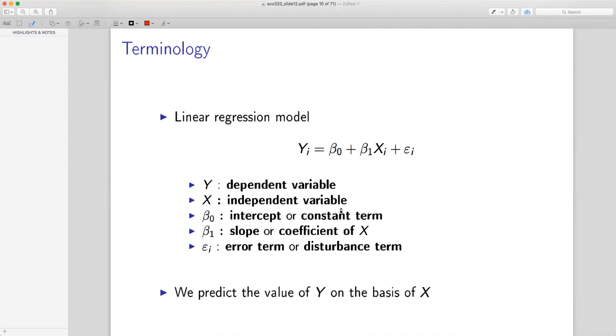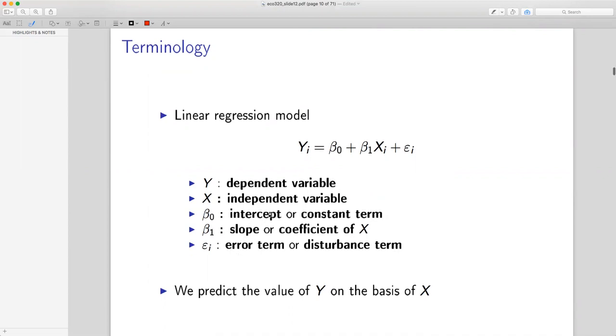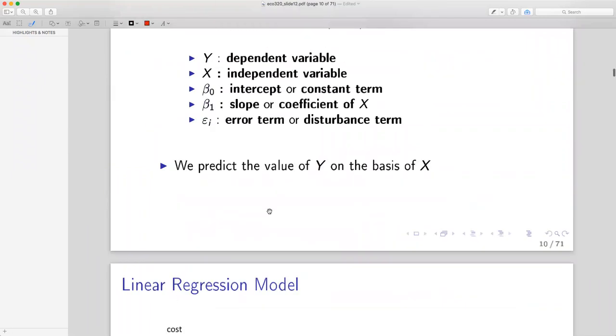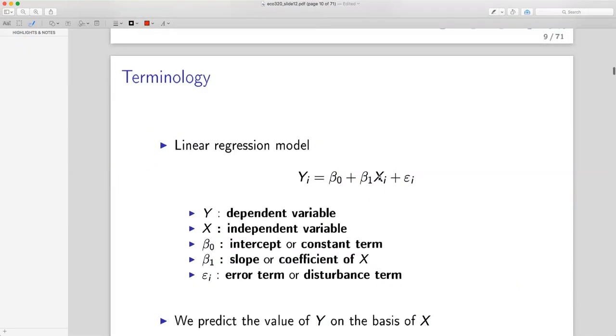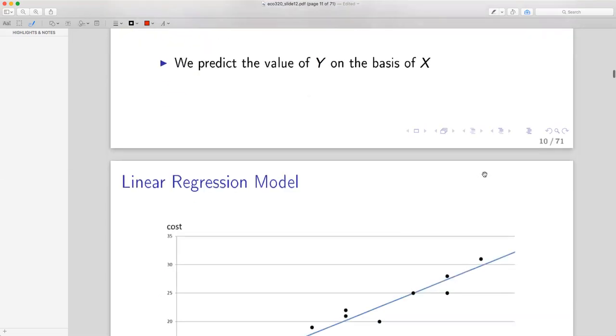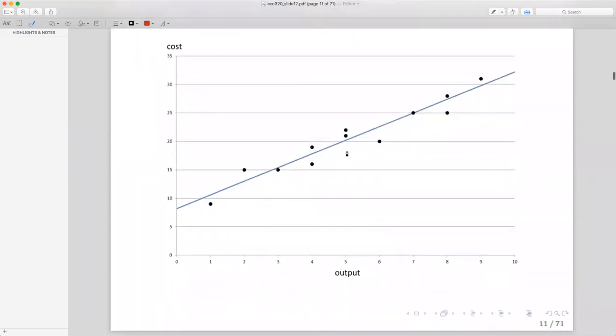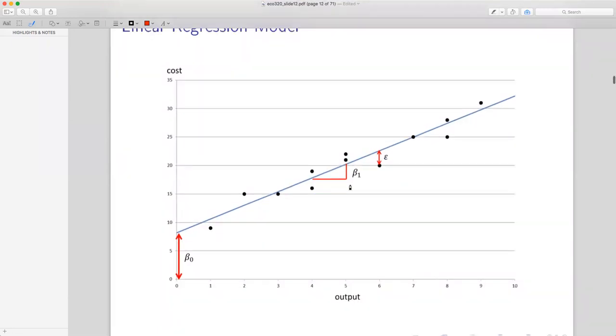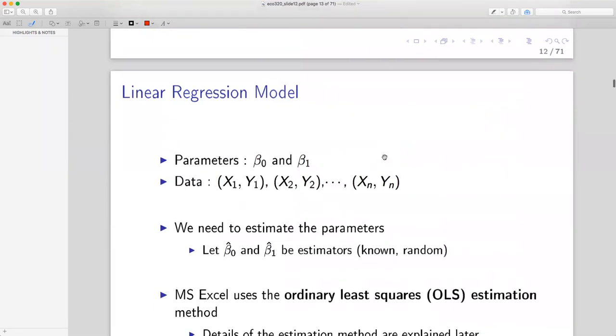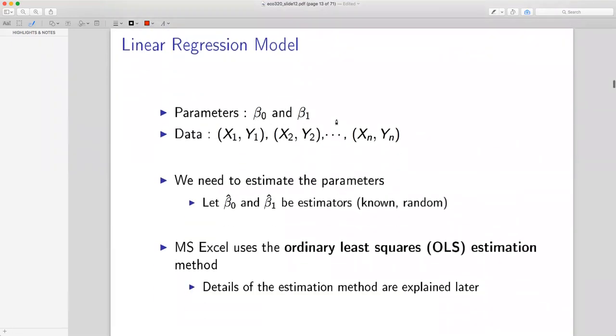Beta 0 is the intercept, the constant term. Beta 1 is the slope, as I discussed in detail. When you have more than one x, it becomes multiple regression, which you're going to use for your project. This was slope and error, which I already explained.